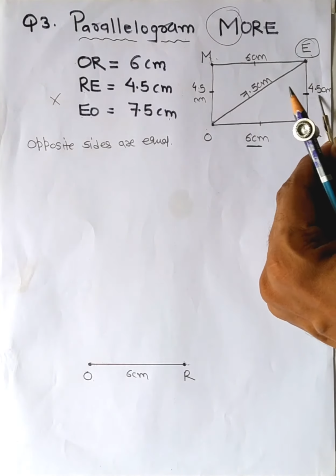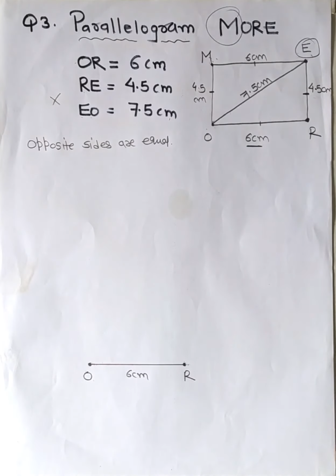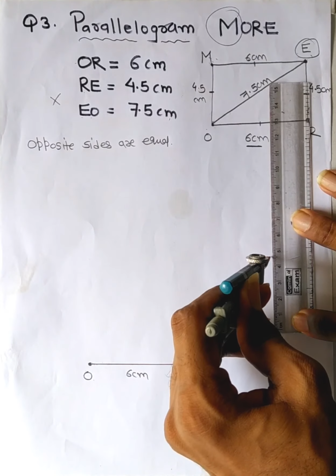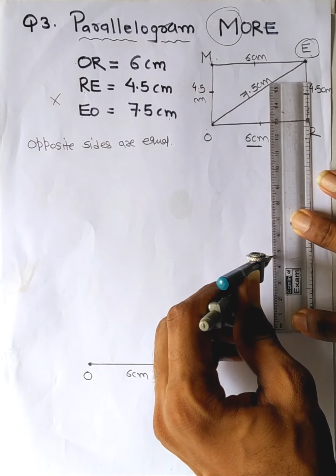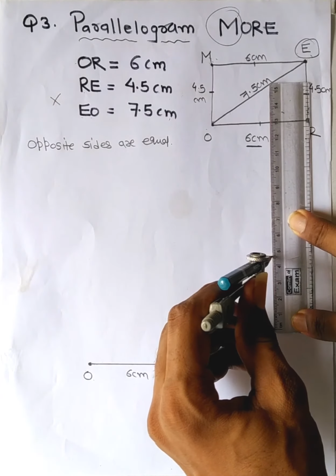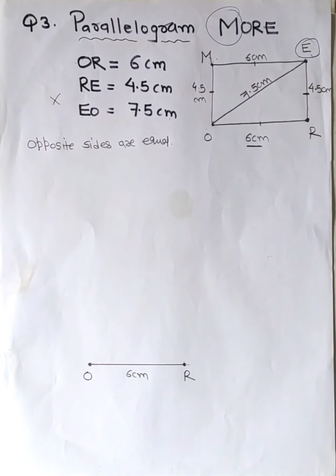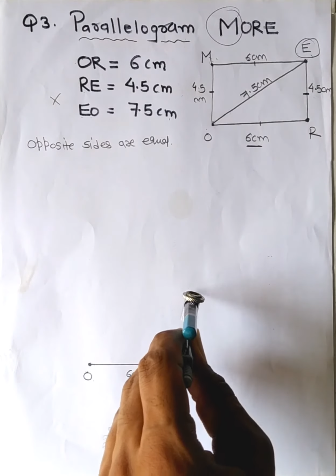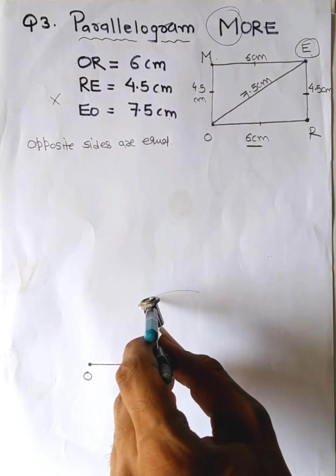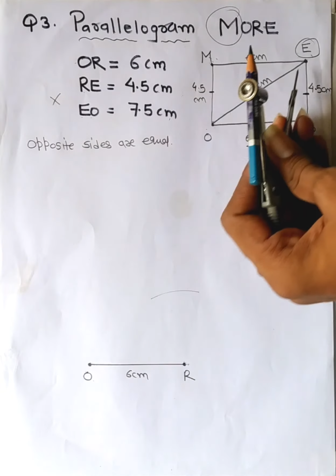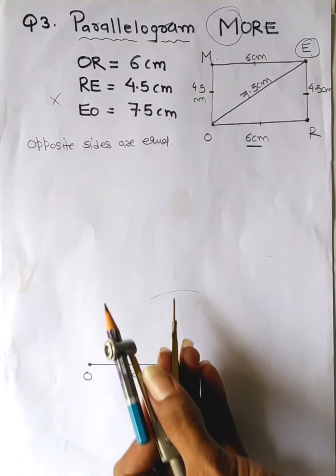Now what is the measure? 4.5. So very carefully using the scale from 0 to 4.5. I hope you know the 0.5 division, right? Between all the small divisions, the 0.5 division is a little bit bigger one. So here my arc for point E is drawn. Clear? Now from O I will have to draw an arc of 7.5 to intersect this one.